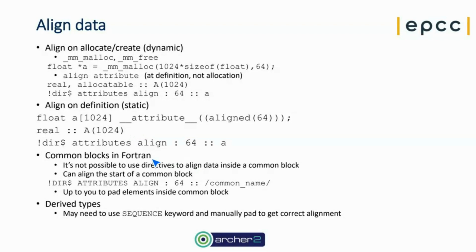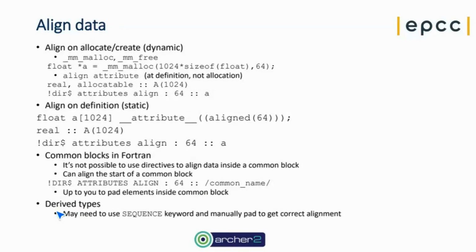If you're dealing with old-fashioned Fortran that has common blocks, you can't align data inside a common block, essentially because a common block is by definition contiguous storage. You can align the start of a common block, but not the individual arrays inside it. So if you want to align the stuff inside, you have to add explicit padding in between.